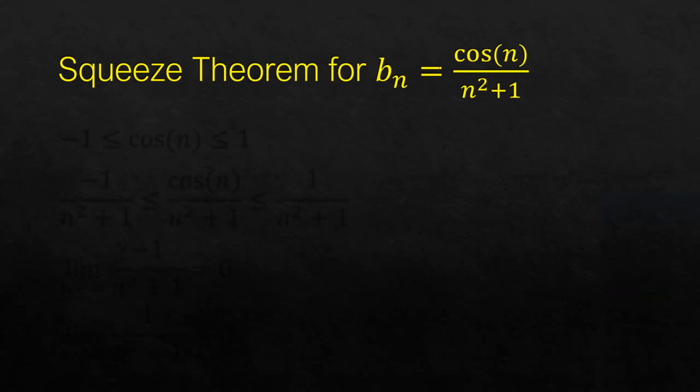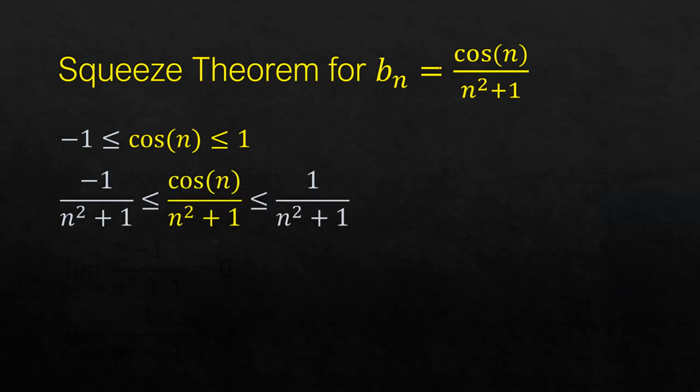Suppose you are considering the sequence Bn equal to cosine of n over n squared plus 1, right? All right, so what do we know about cosine? We know that cosine is always going to be in between -1 and 1. Divide everything by n squared plus 1, and we will have the sequence in the middle is our Bn. Now our job is to show that the left and the right are going to the same place so that our sequence in the middle is going to also go to that same place as well, right?